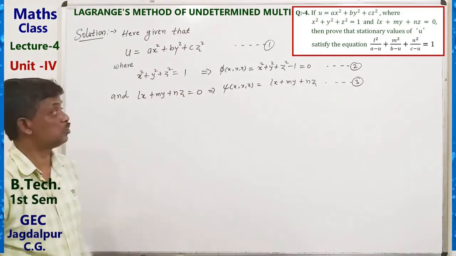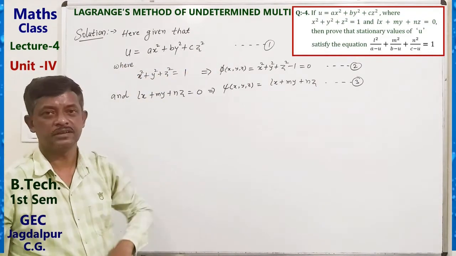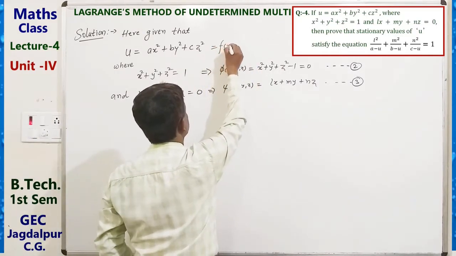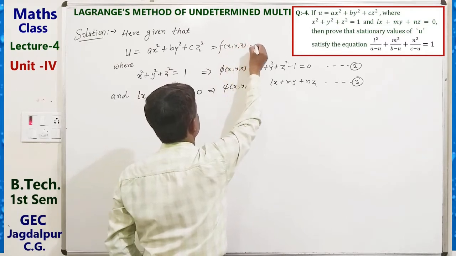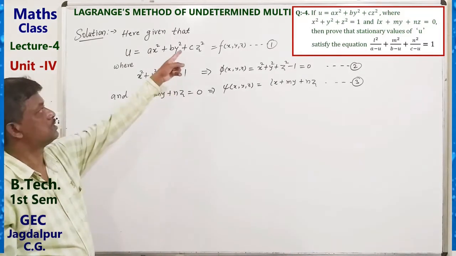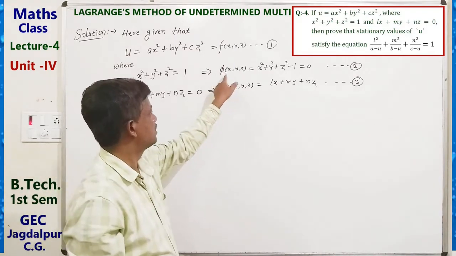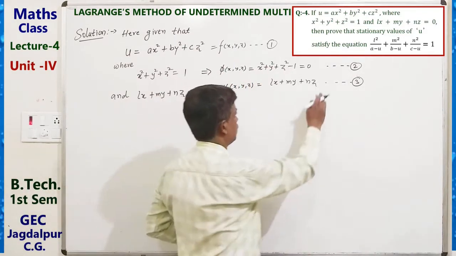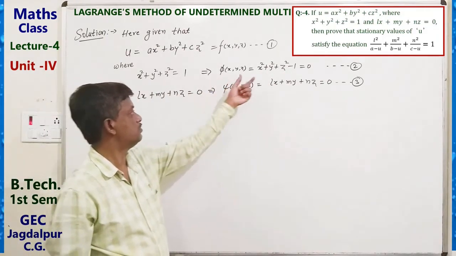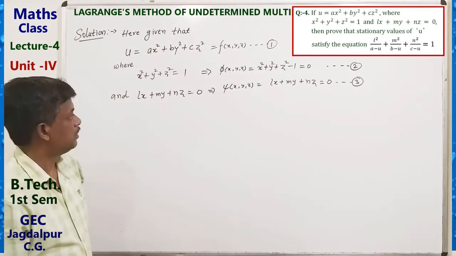These are the given. Here two relations are given. u is a function of three variables, f(x,y,z). This is equation 1, 2, 3. It is a function of x, y, z, and x, y, z are related by these two relations. Here phi(x,y,z) means this, which equals 0. Psi(x,y,z) means this. Clear?